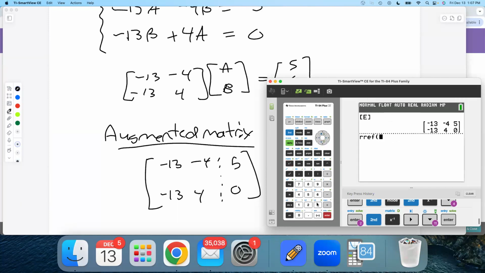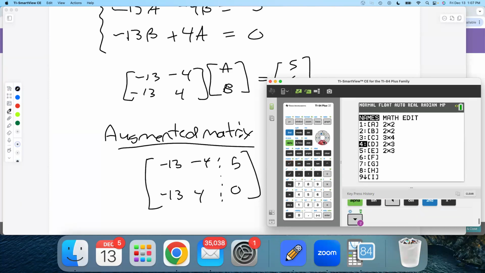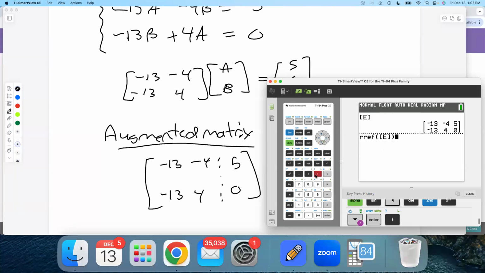And I've seen people do this. They see that there is an E right there. See that green E? They'll do this. That is not the matrix E. To get matrix E, you have to go back into the matrix menu, matrix button, grab it from there, close your parentheses, and we're done.